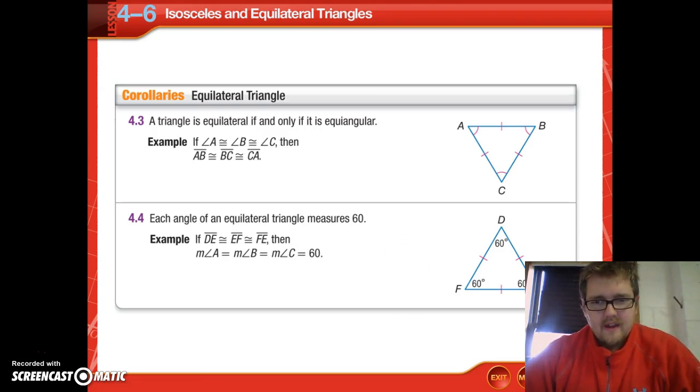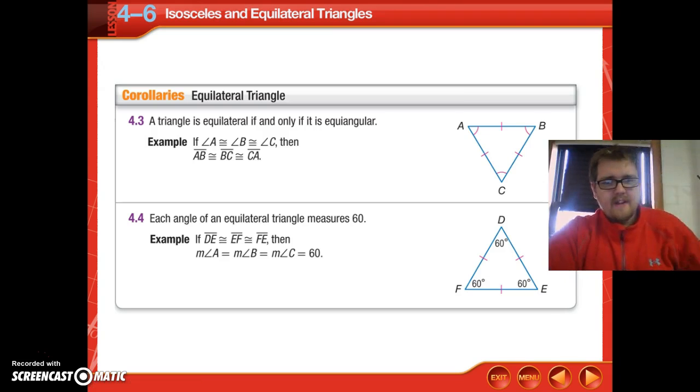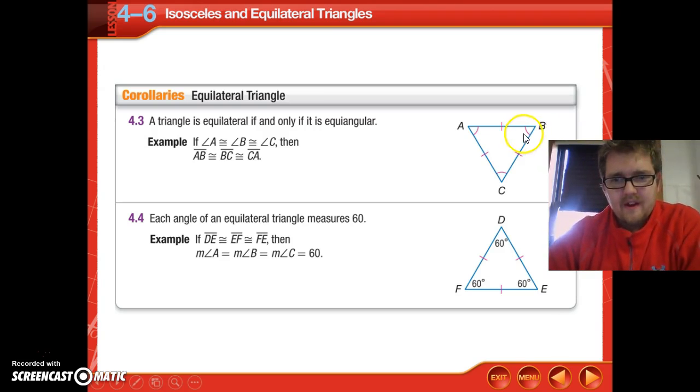Looking at a couple of corollaries here for equilateral triangles, Corollary 4.3 defines a triangle as equilateral if and only if it's equiangular. There's no way to have equal angles at all three points if you don't have an equilateral triangle. We can extend that. A triangle must have its angles add up to 180 degrees, and all angles must be equal. We can make this Corollary 4.4, saying if all the sides of a triangle are equal, then all the angles of the triangle must in fact equal 60 degrees.